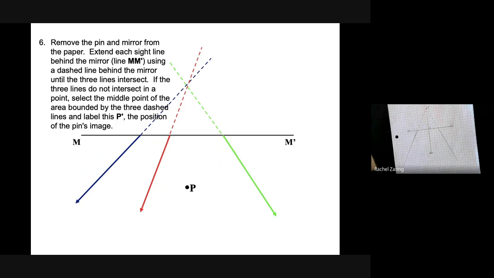Dotted indicates that we're in the virtual world. Where your 3 lines intersect, and you know you've done this correctly because they will all intersect at the same point. If they don't, select a middle point that's in the area bounded by the dashed 3 lines, but it shouldn't be that big of an area. This is going to be labeled P prime, which is the position of the pin's image.